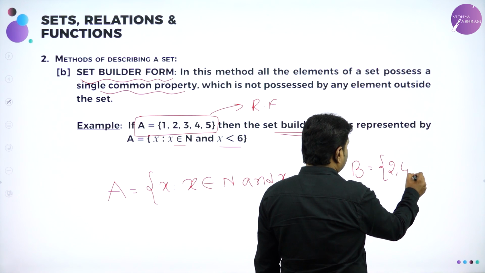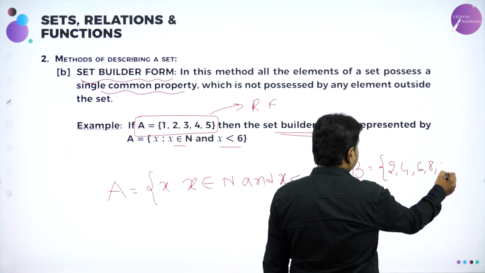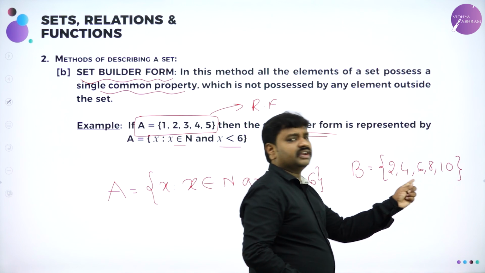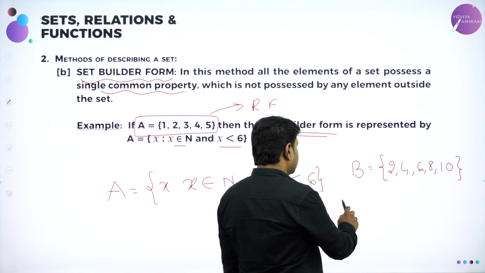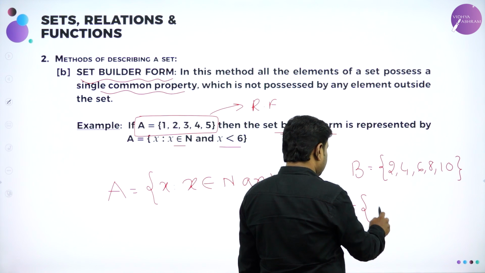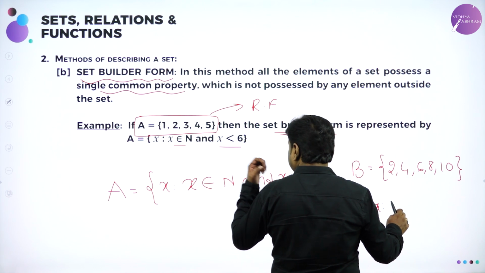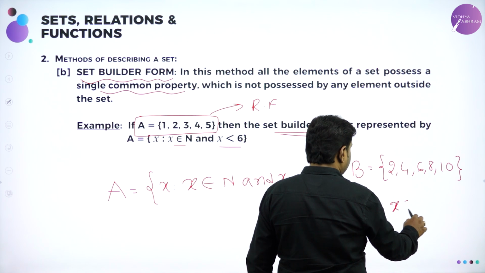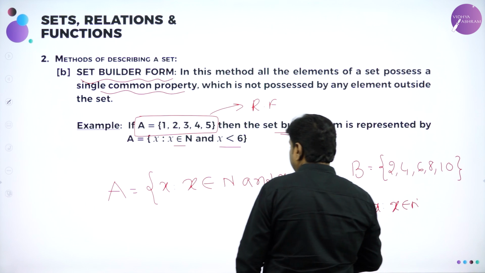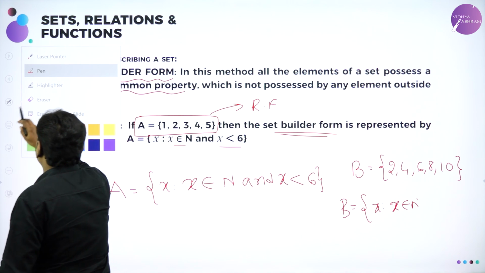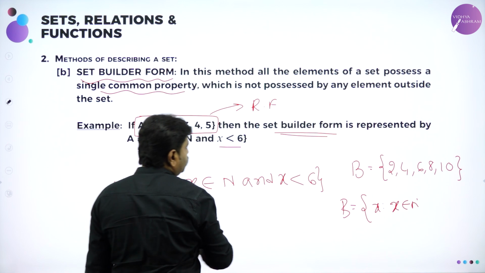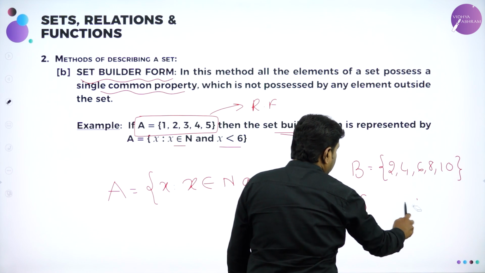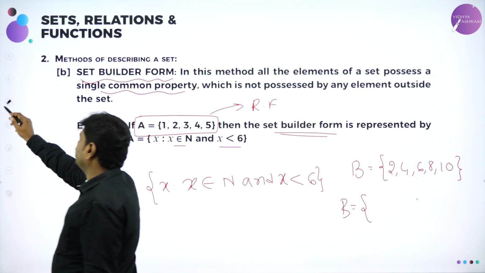For example, if I ask you to write B is equal to 2, 4, 6, 8, 10. These are the even numbers. So how to write this? I can write B is equal to X such that, we say the other way. We are supposed to write the rule. How to write the rule?